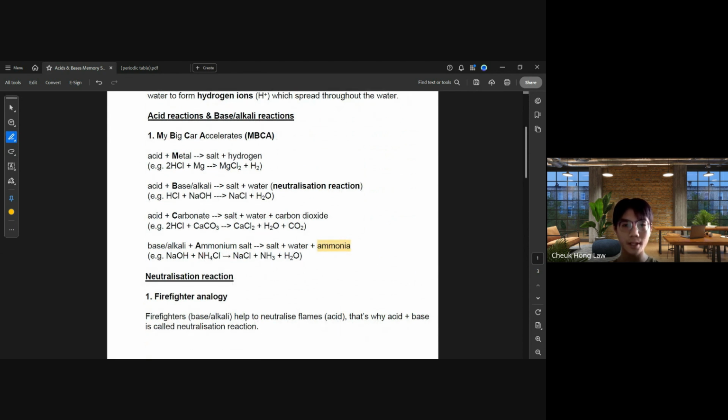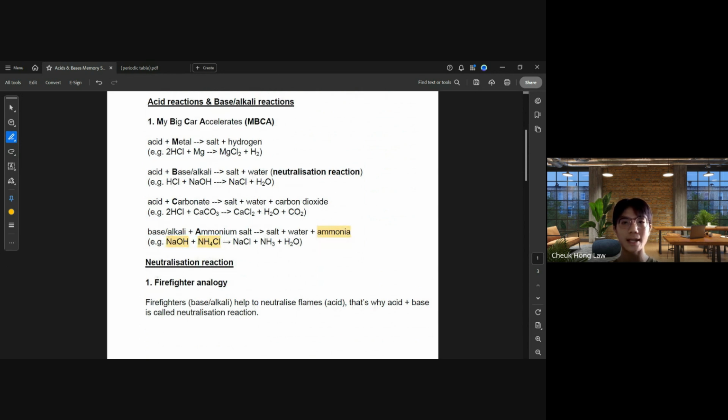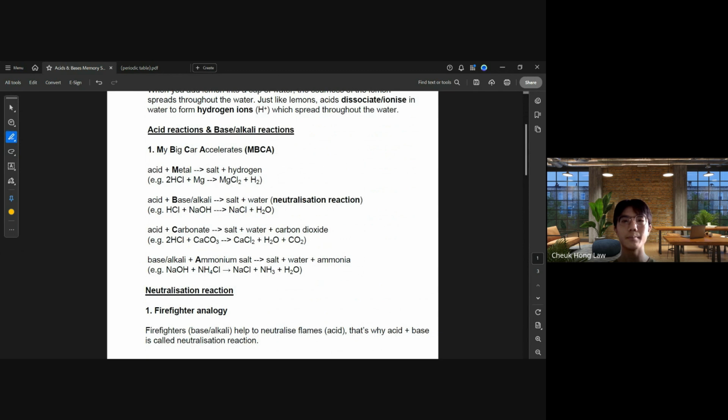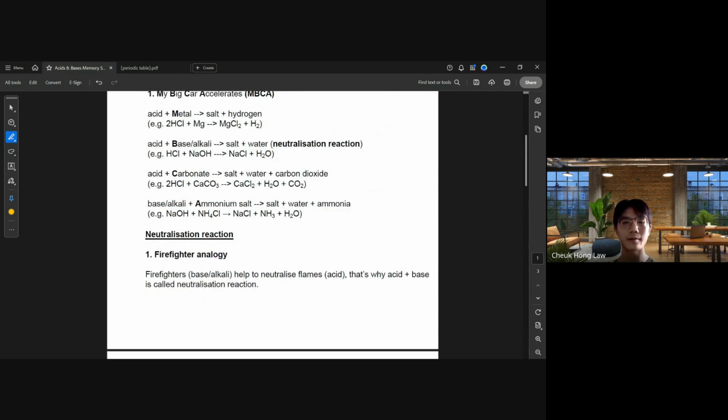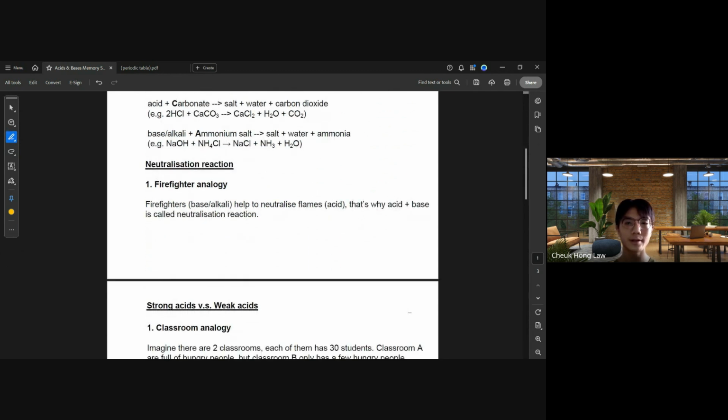The example I give is your alkali NaOH plus ammonium salt. Your ammonium ion is NH4+, so the salt can be NH4Cl, which is ammonium chloride, to give you sodium chloride, ammonia, and water. So these are the four reactions you have to know for acids and bases. I went through the firefighter analogy already.